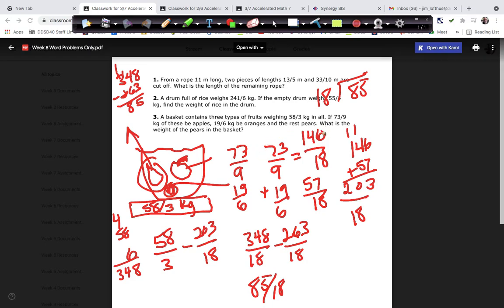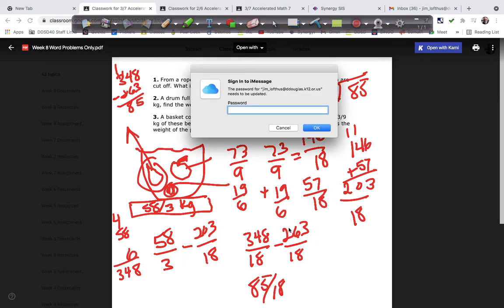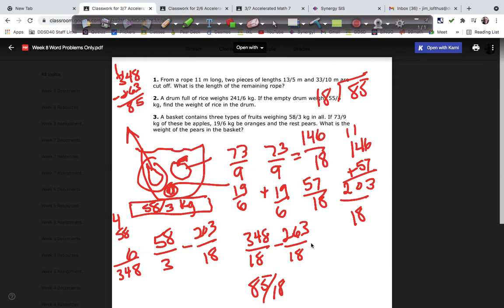So 73/9 is the same as 146/18, and 19/6 is the same as 57/18. We're going to add those together, and then we're going to get 203/18. There it is right there. So I wrote 263 instead of 203. Okay, so right here I found my error. This is it right here.